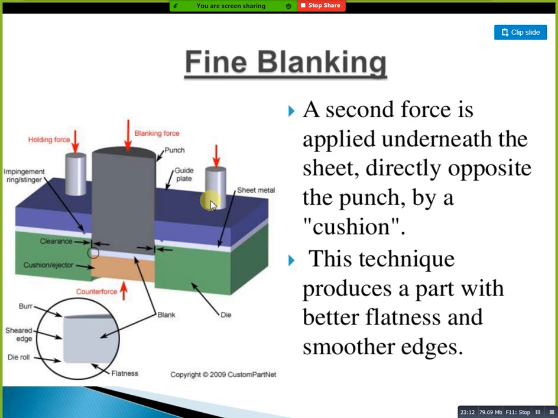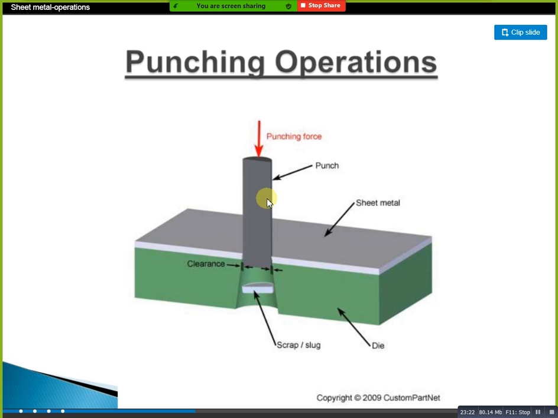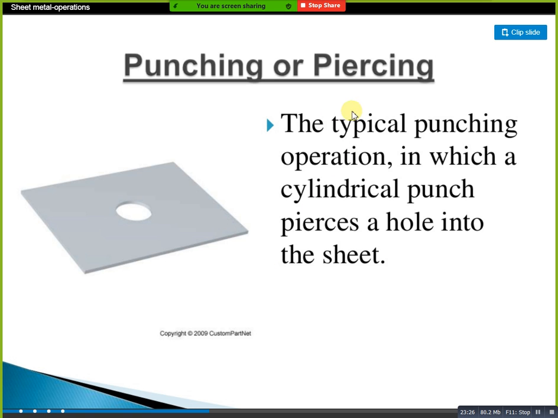Next, this is punching. The punching condition is also the same, but one thing is different. The typical punching operation is one in which a cylindrical punch pierces a hole into the sheet. But this removed portion is not useful to us; the plate is useful to us. That's why you can remember this is our punching.